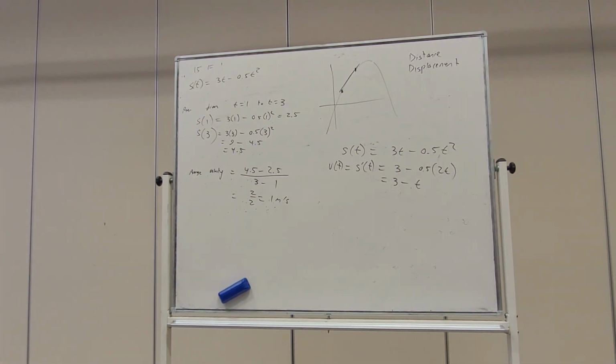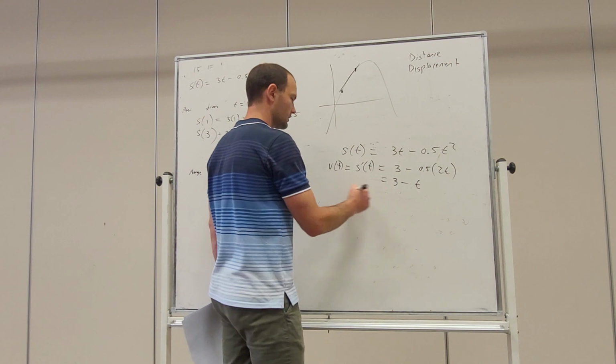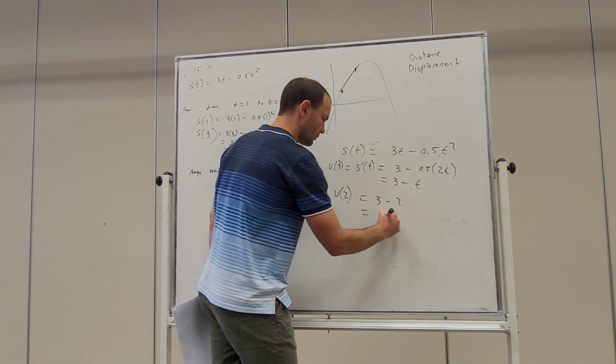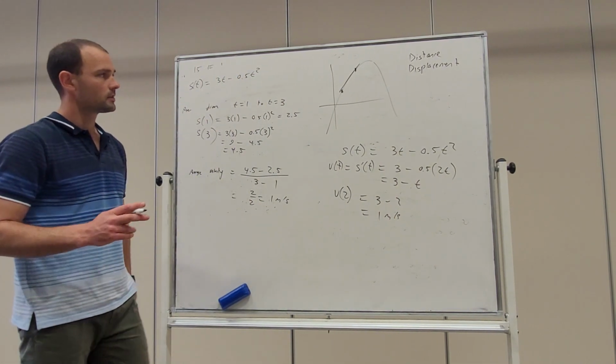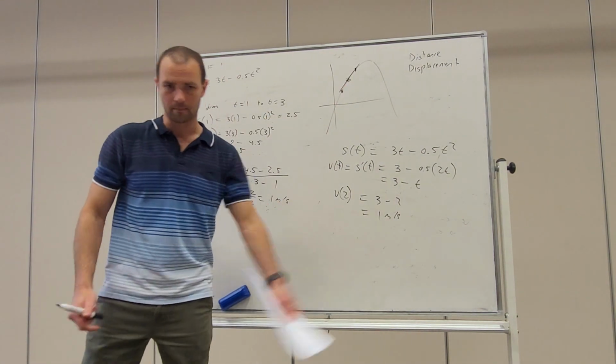Okay, now we want to know what's the instantaneous velocity when time is 2. So that means we want to know the velocity when time is 2. 3 take 2, 1 meter per second. So halfway in between time is 1 and time is 3, the velocity is 1 meter per second.